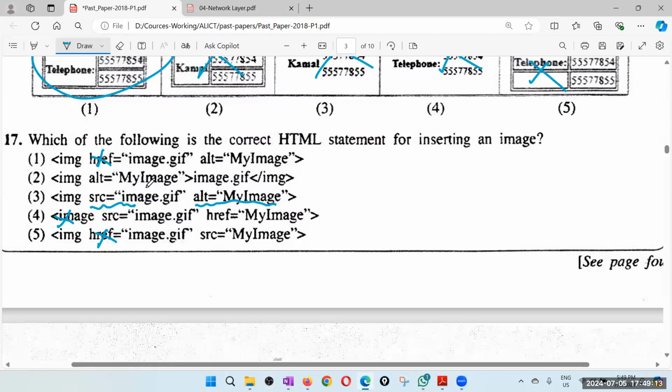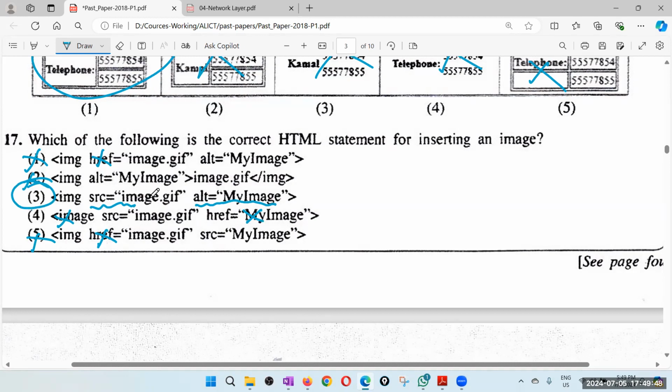So this one has the ALT, but not the SRC. So this is wrong. And this one has the SRC, correct. ALT there, but here you have the SRC and href both. Do you need href? No, right? You don't need it. What you need is SRC. So href is needed if you want to make it a hyperlink. Then you need to have the A tag, and for that you need the href. So no point having href for the IMG. So therefore I'll go for 3.